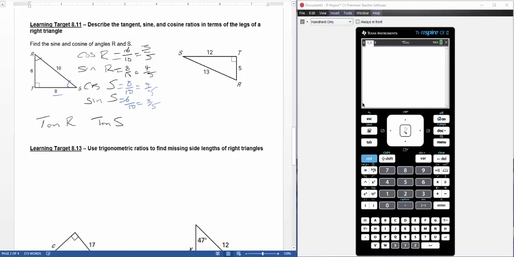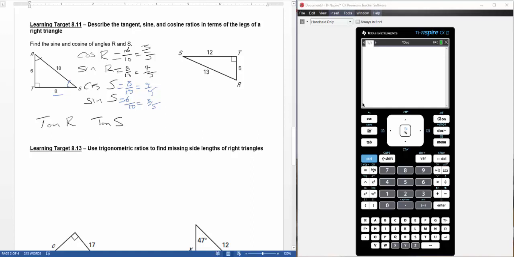You may notice some interesting things that are the same, like the sine of R is the same as the cosine of S, and the sine of S is the same as the cosine of R. This is not a coincidence. There are some real deep connections between sines and cosines that you'll notice along the way, and you're going to study even more in future classes like Algebra 2.